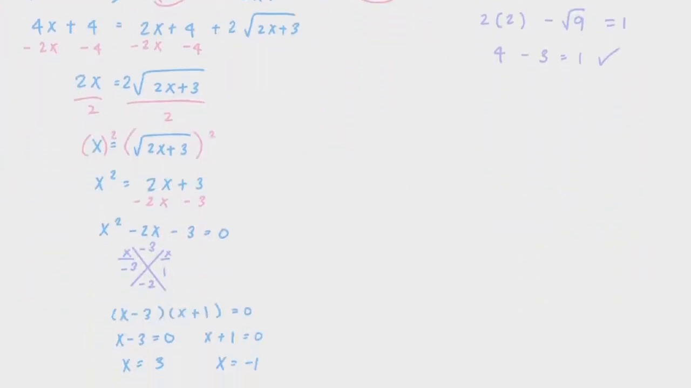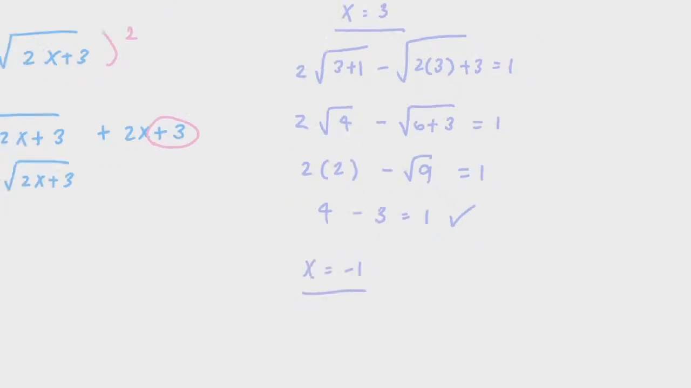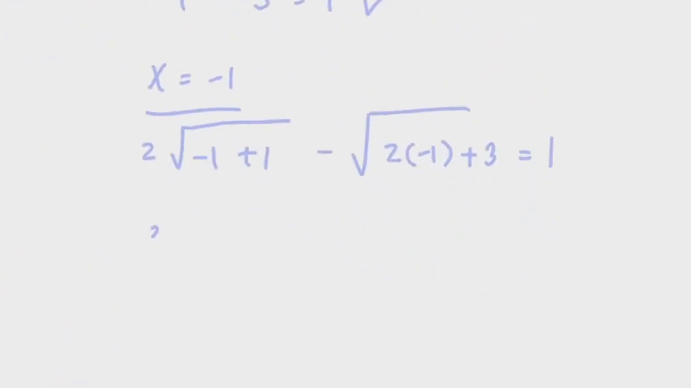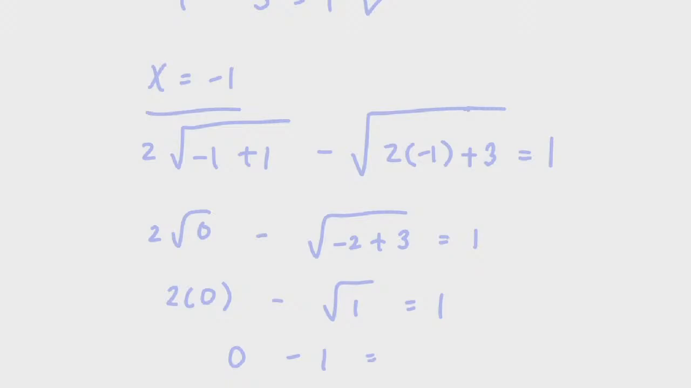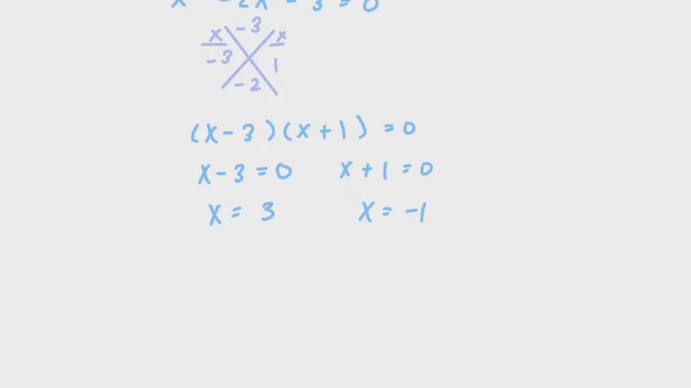The next one we want to check is x equals negative 1. So we want to plug in negative 1 into the original equation. So that's 2 times the square root of negative 1 plus 1 minus the square root of 2 times negative 1 plus 3 equals 1. Okay, so we have 2 rad 0 minus the square root of negative 2 plus 3 equals 1. So that's 2 times 0 minus square root of 1 equals 1. So we get 0 minus 1 equals 1, which is not true. So that means only 3 is a solution.